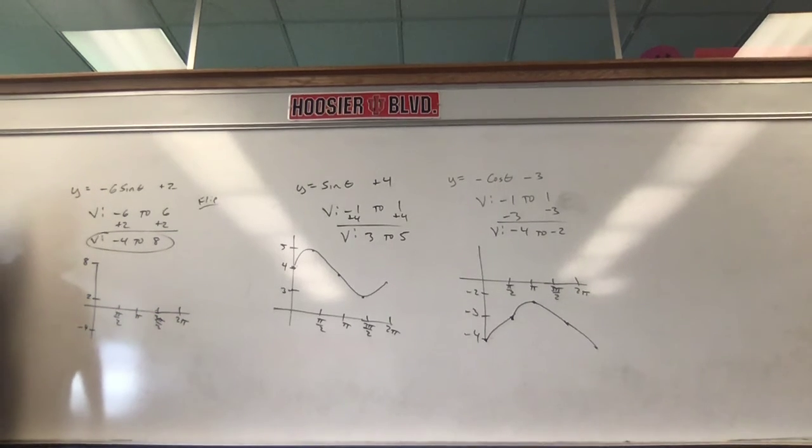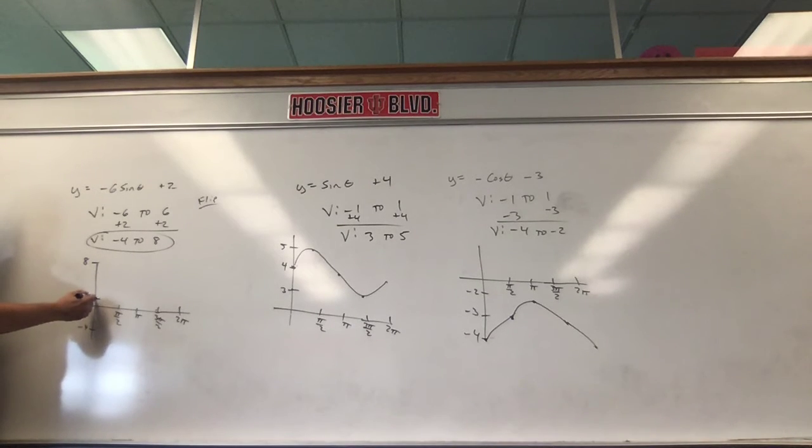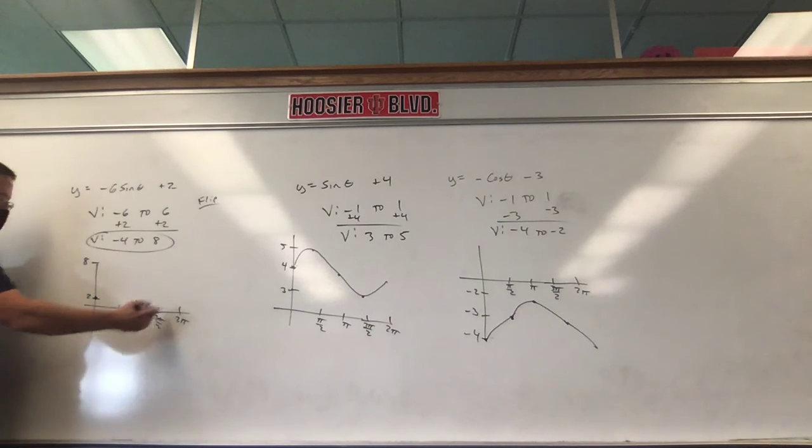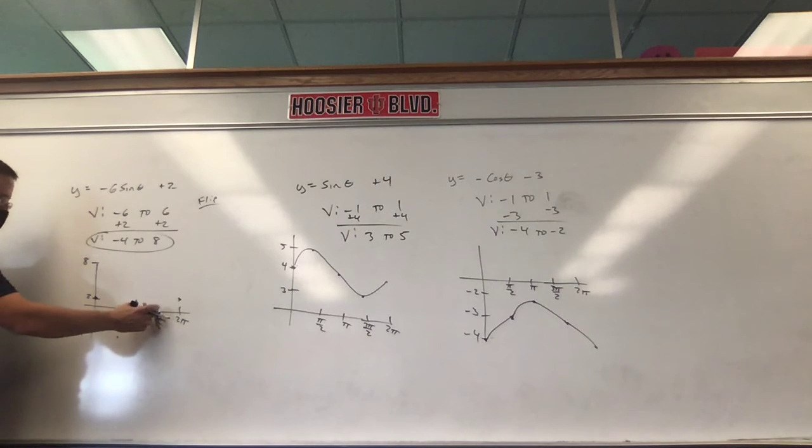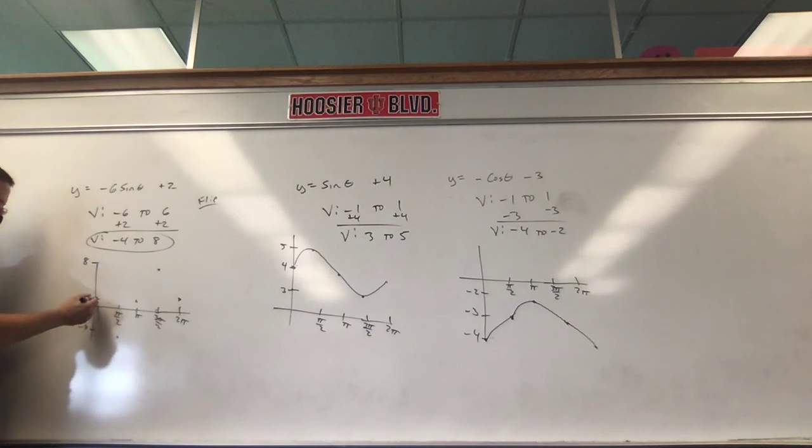Where does the sine graph start? Right in the middle. So at 0, 2. Where else are we going to be 2 at? At pi and at 2 pi. Where are we going to be at pi over 2? 8? Low point. We flipped it, the low point. 3 pi over 2 are going to be up here.